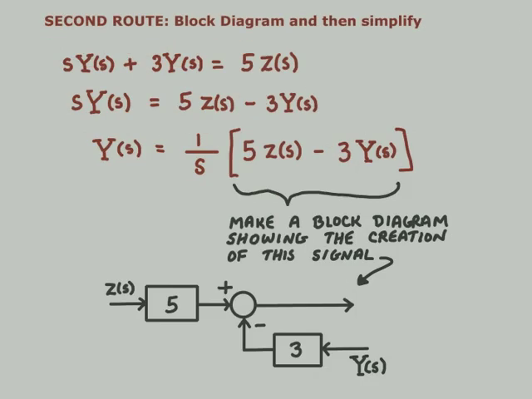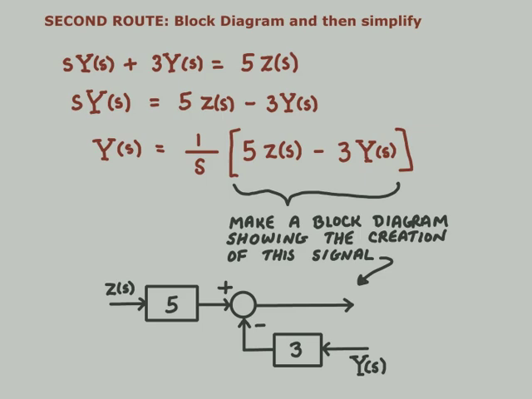Now let's show our second route to finding the answer. In this route, we block diagram the equations directly. We don't perform algebra to isolate the output signals for each equation. So, let's start off with the equation s times Y(s) plus 3Y(s) equals 5Z(s). I'll perform some algebra on this to find s times Y(s) equals 5Z(s) minus 3Y(s). And then dividing through by s, Y(s) equals 1 over s times the quantity 5Z(s) minus 3Y(s). Now 5Z(s) minus 3Y(s) is a combination of 2 signals along with some constants that scale them.